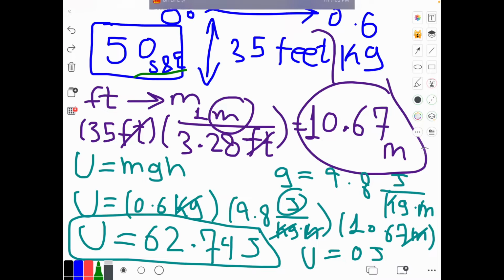And let's say the bigger circle is me, or I can say it's Austin in our physics class, or the grader, whoever that is. I think I have Miss Evans, so let's say Miss Evans is standing on top of building 50. And she has a basketball in her hand that is 0.6 kilograms. So that little ball is 0.6 kilograms. And then we have the height difference of 35 feet.